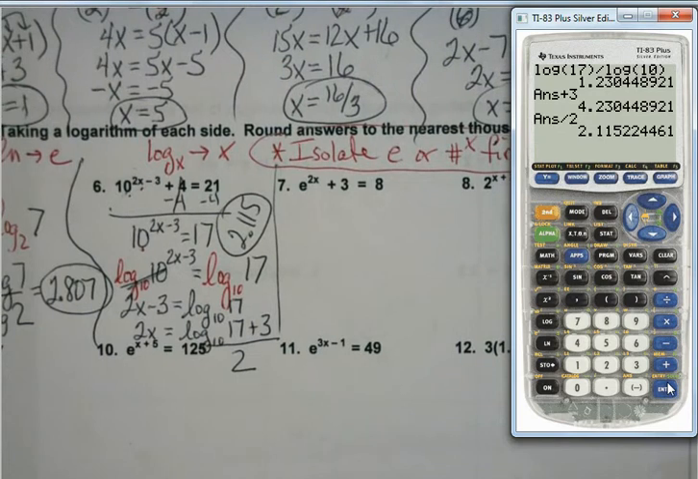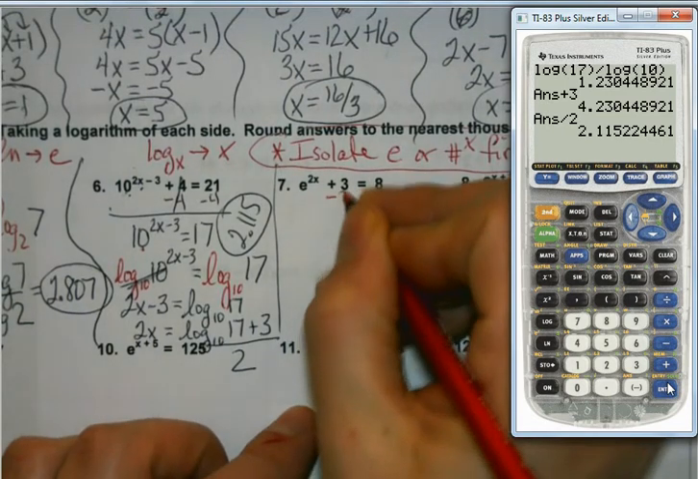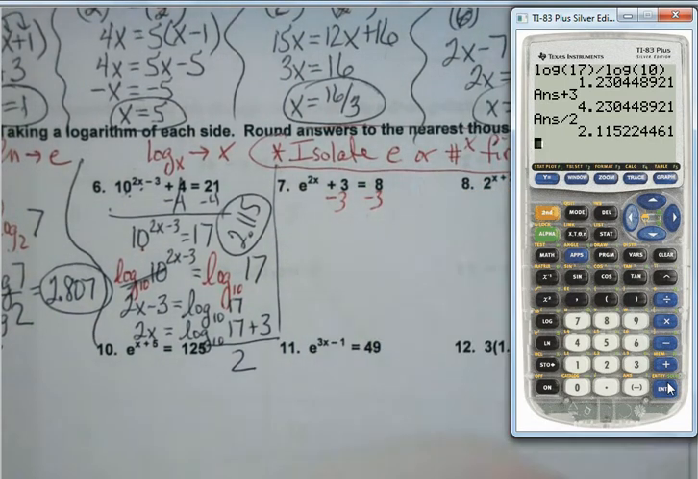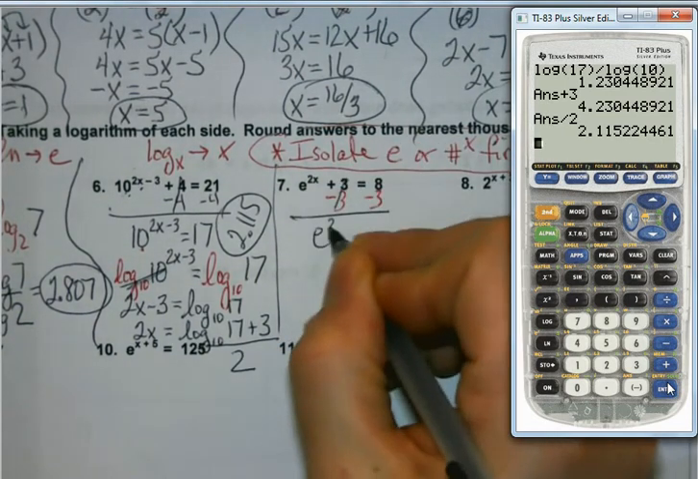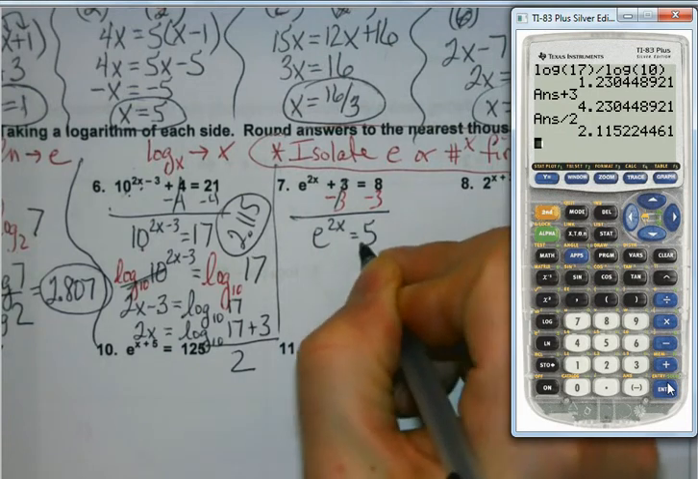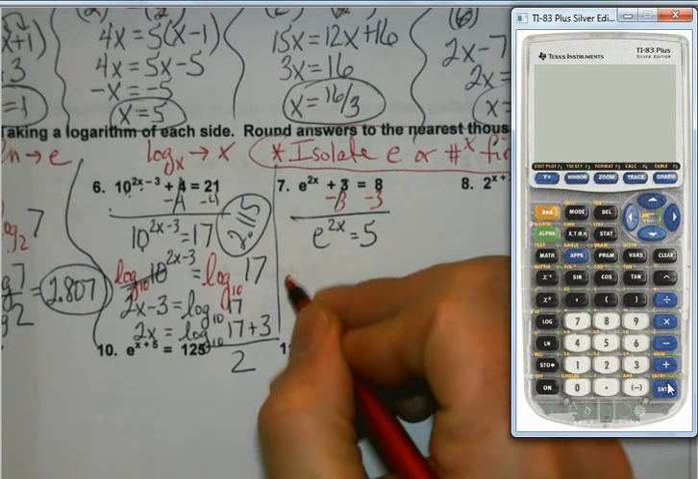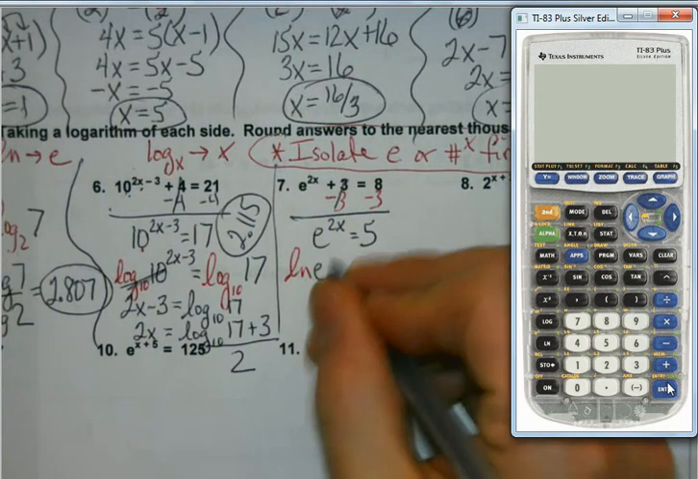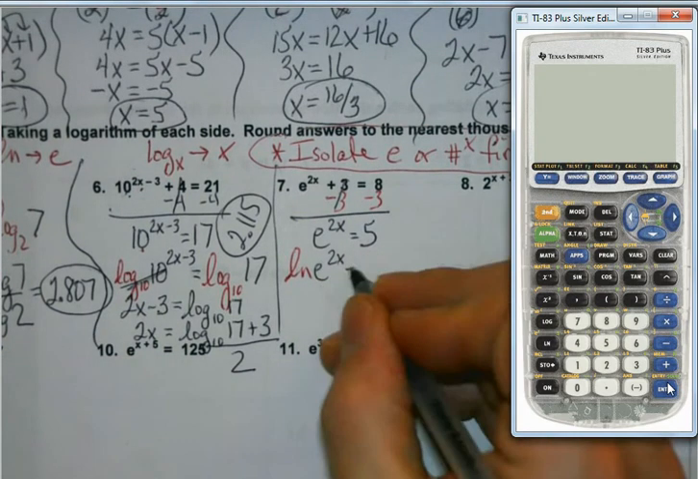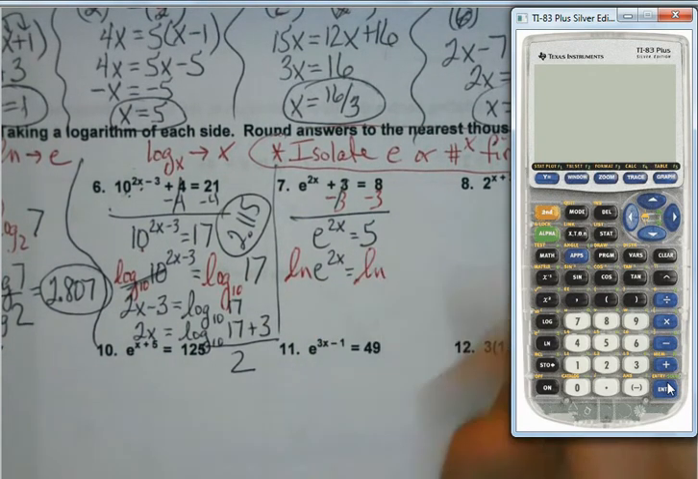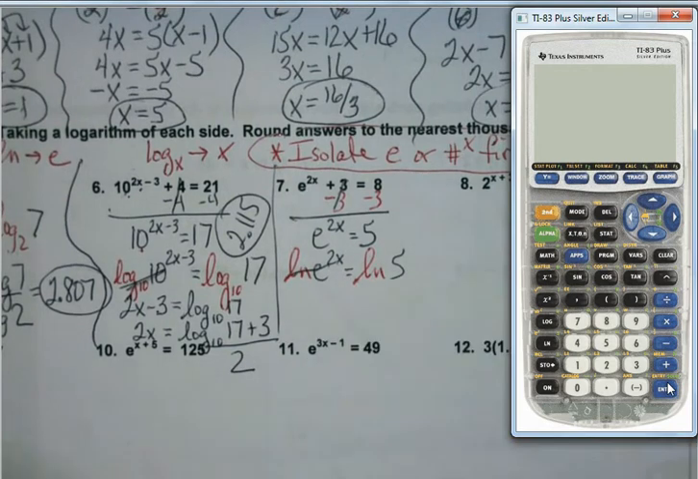So let's see. Ooh, let's throw E in. All right. What do I need to do first on number 7? Yeah, get that 3 out of there first. And once I get that out of there, now how do I dump the E? LN. LN, because that's its opposite. Okay, so LN and E wipe each other out.